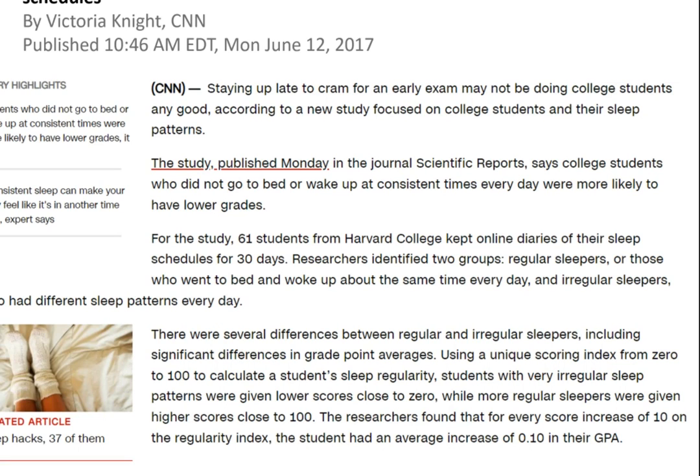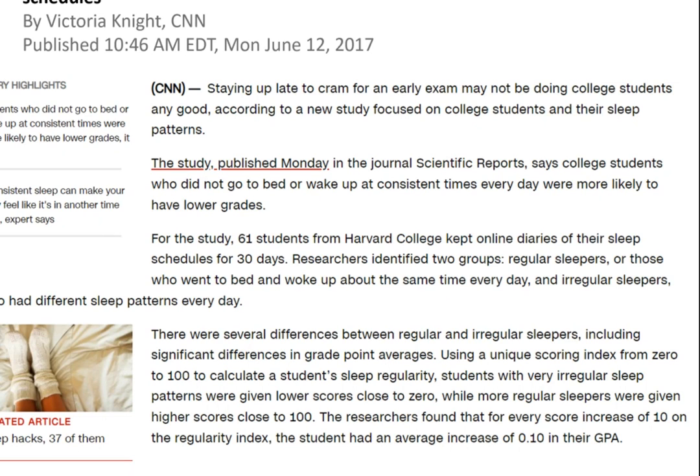Researchers identified 2 groups: regular sleepers, or those who went to bed and woke up at about the same time every day, and irregular sleepers, who had different sleep patterns every day. There were several differences between regular and irregular sleepers, including significant differences in grade point averages. Using a unique scoring index from 0 to 100 to calculate a student's sleep regularity, students with very irregular sleep patterns were given lower scores close to 0, while more regular sleepers were given higher scores close to 100. The researchers found that for every score increase of 10 on the regularity index, the student had an average increase of 0.1 in their GPA.